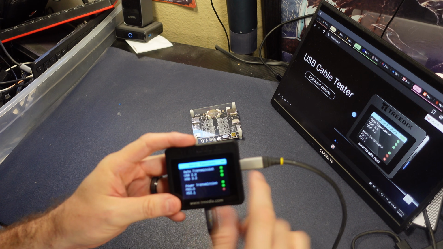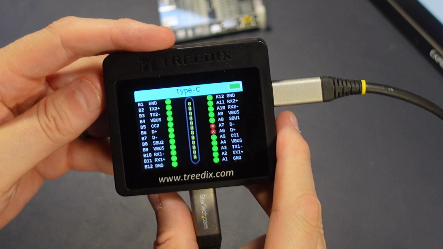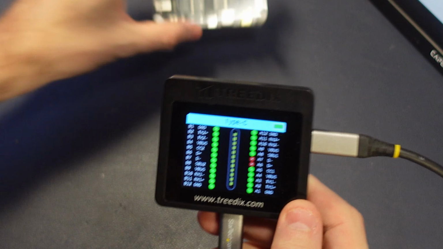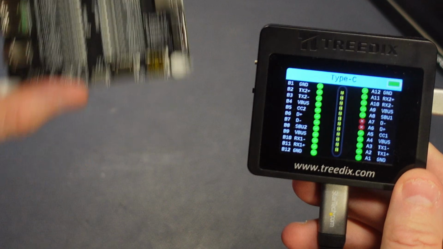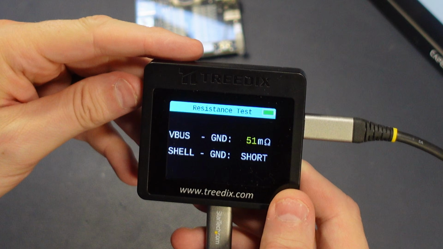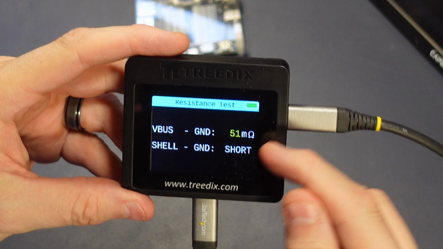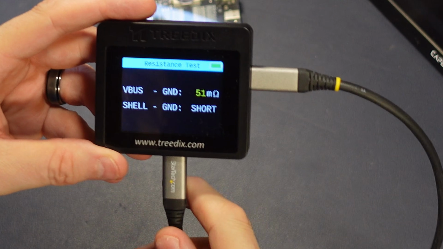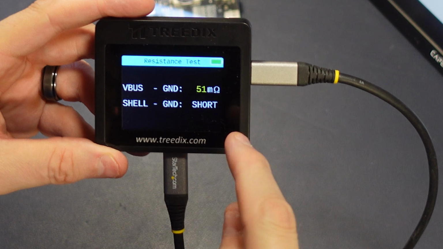So let's take a look at what some of these other items do. So if you change to Type-C, it gives you a whole big breakdown. This is sort of like what we saw here, right? That should look familiar. If you want to see very specifics, most people probably don't care. Resistance test, right? How much resistance is going through here? I don't even pretend to understand. Is this ground short? Is that bad? I don't know.